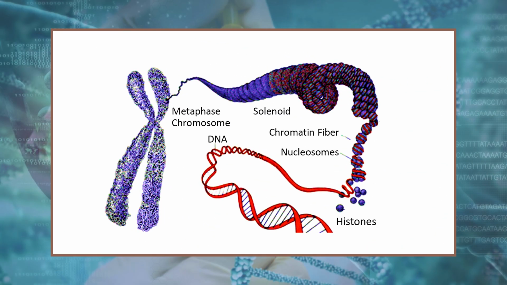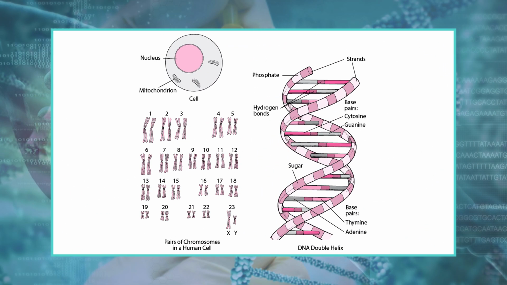The DNA coils up, forming a chromosome, and each chromosome has a single molecule of DNA in it. Overall, human beings have around 23 pairs of chromosomes in the nucleus of the cells. So DNA also plays an essential role in the process of cell division.